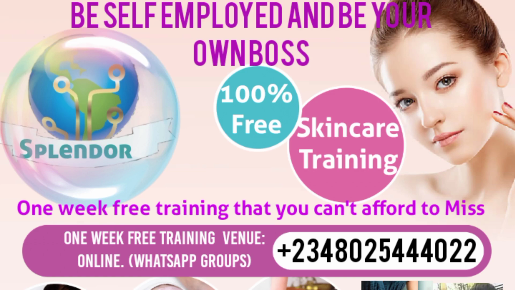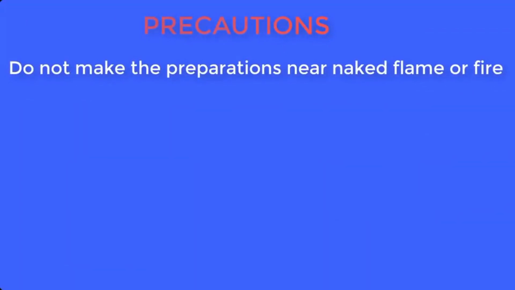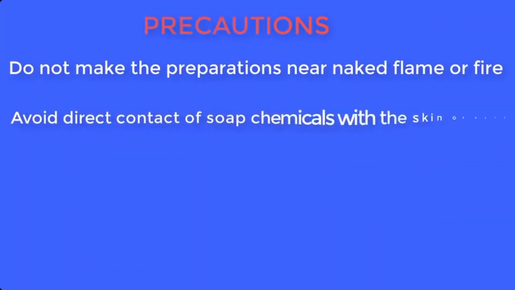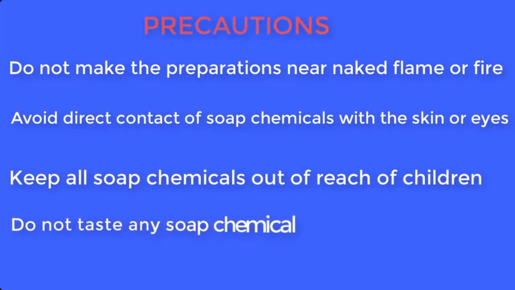Take care as you do this production, because the chemicals we are dealing with here are industrial chemicals, hence you need to take precautions. So let's go through the precautions. Do not make the preparation near naked flames or fire. Avoid direct contact of soap chemicals with the skin or eyes. Keep all chemicals out of reach of children, and do not taste any chemical. Please make sure you adhere to these instructions, because these chemicals can be hazardous to the skin or eyes if not properly handled.